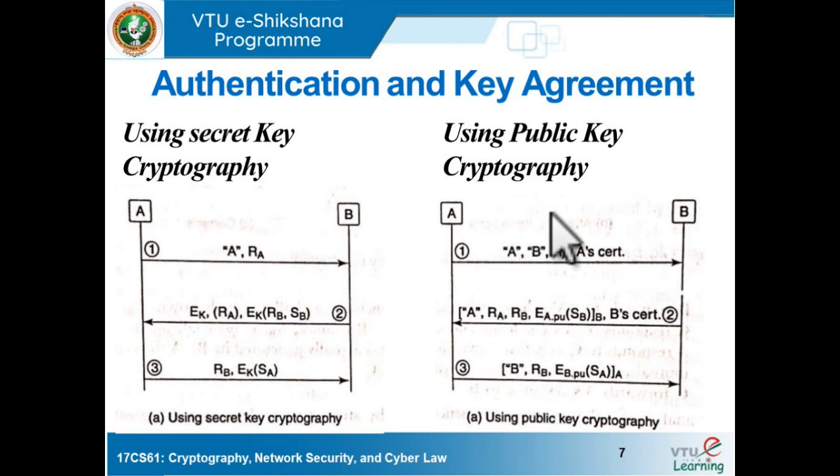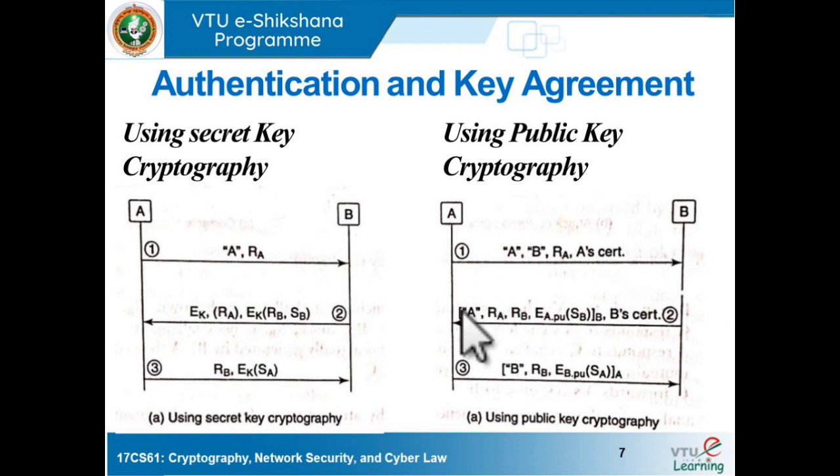Now, let us see what happens if you are using public key cryptography. Over here again A and B are trying to communicate with each other. Now, what does A do? A will send its ID along with the ID of the recipient, that is B. It will select a nonce RA, and also because it is public key cryptography, A will include its certificate. Upon receiving all of these, B will first verify the certificate, and then it will select a nonce and also another session value SB.